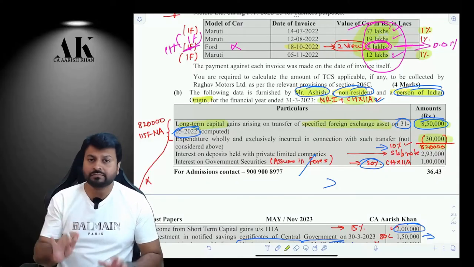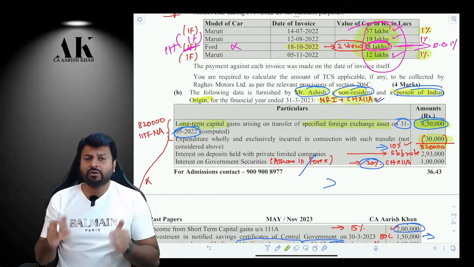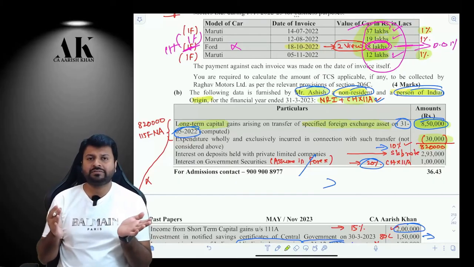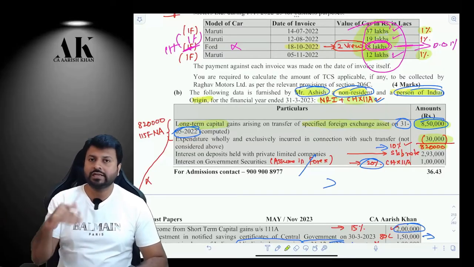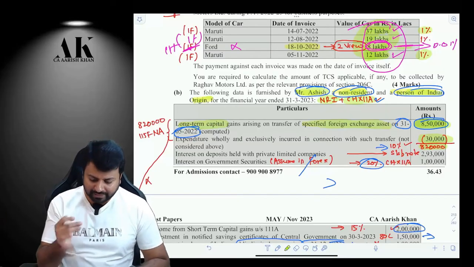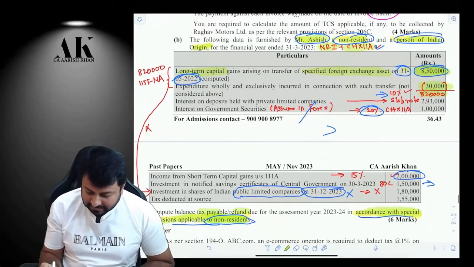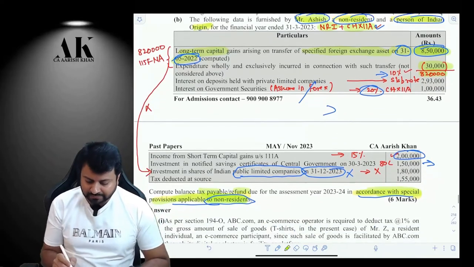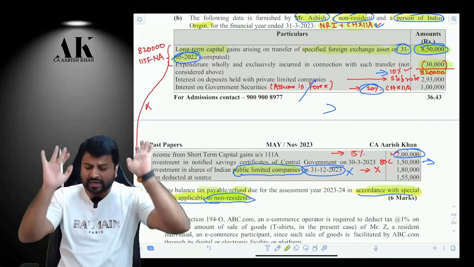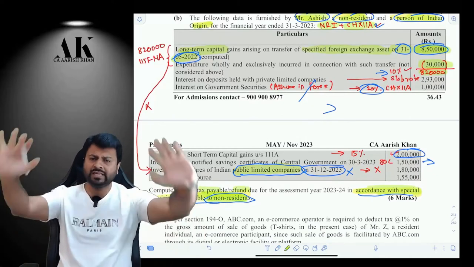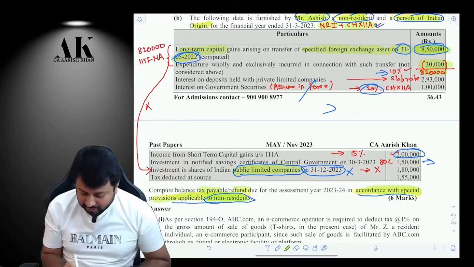820,000. Now, there is one section under chapter 12A which says that after transferring the specified foreign exchange asset, if you purchase another specified asset within 6 months, then you will get the exemption under 115F. But the problem is, you are transferring the asset on 31st of May 2022 and you are purchasing another specified asset. Public limited shares are specified assets as per 115C. It is a specified asset. But the problem is not this. The asset is correct, but the problem is you are buying late.